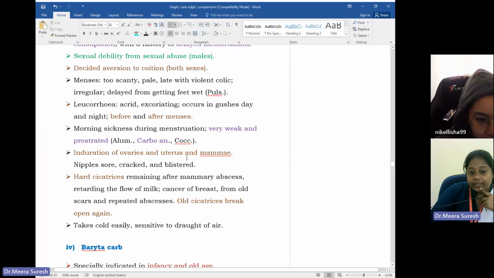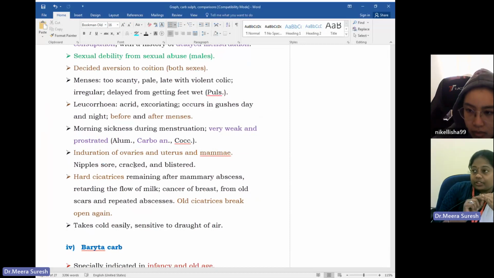And when there is mammary cancer, the nipples will be affected. They will be so cracked and blistered. And this soreness, cracked nature, we can see in generally the skin symptoms of graphitis. The skin symptoms of graphitis are characteristic, with all those fissures, rhagades, etc. So in some people during the winter season, you can see the skin becoming fissured.